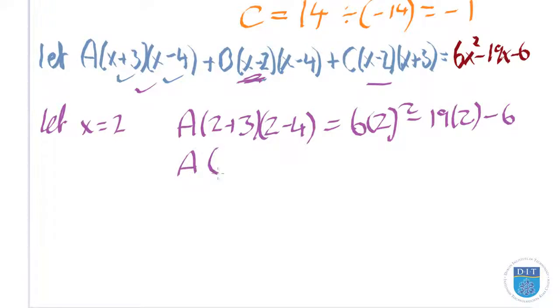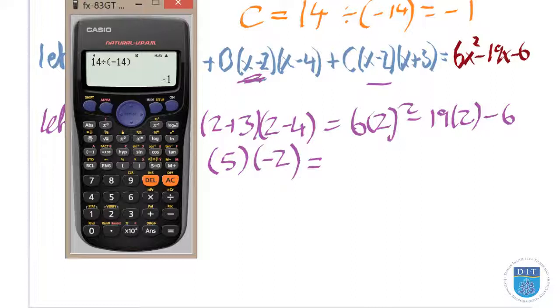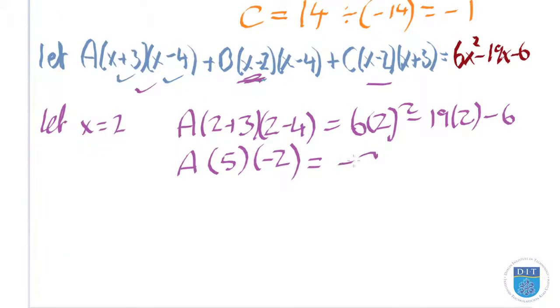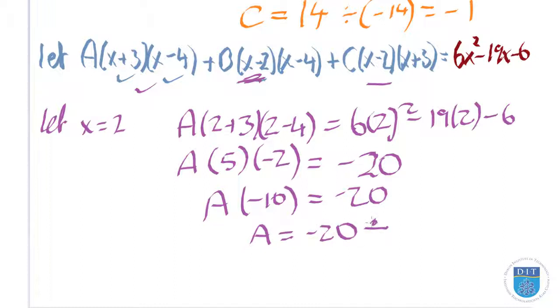A by 5, 2 minus 4 is minus 2, equals, one more time over here, 6 by 2 squared, oops, that's not a minus, it's a plus 2. Anyway, 2 squared minus 19 by 2 minus 6 equals minus 20. Again, just take your time with it. That's a minus 10 there, minus 20. Divide on the other side, minus 20 divided by minus 10.